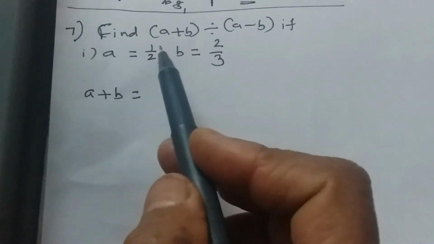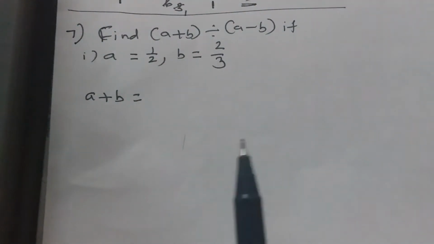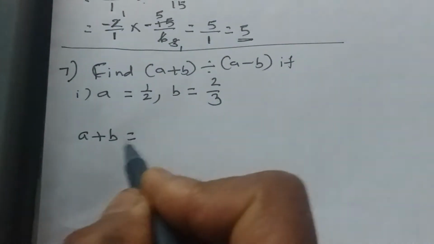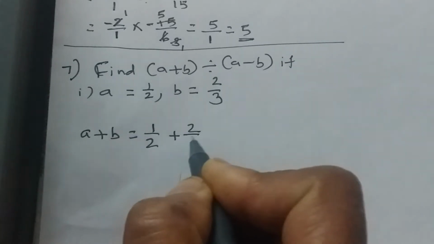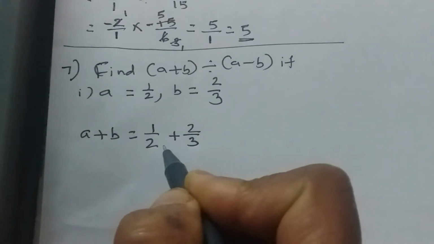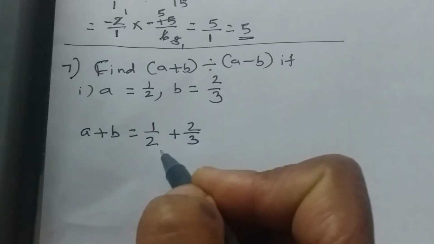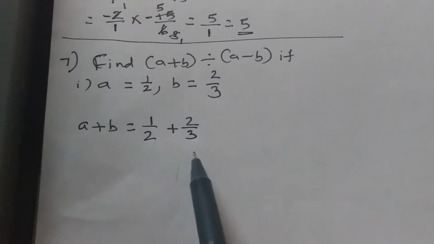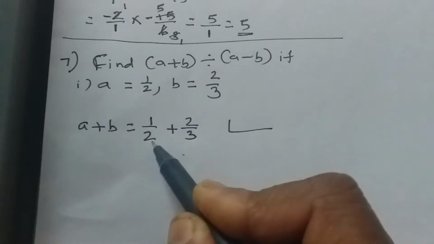First, a is 1 by 2, b is 2 by 3. We have to find a plus b first. So what is a plus b? a plus b is equal to a, which is 1 by 2, plus b, which is 2 by 3. And what operation is this? Addition of two rational numbers. For addition, we need to find the LCM. The denominators must be the same. Are they same here? They are different. So how to make them same? By finding the LCM.